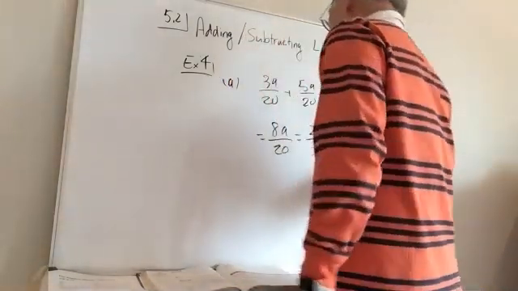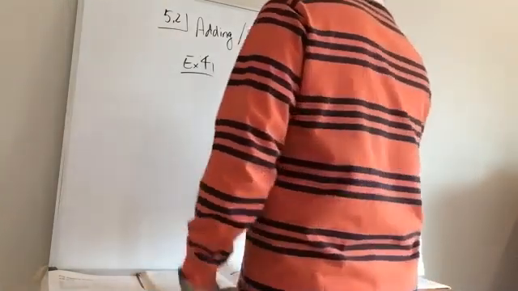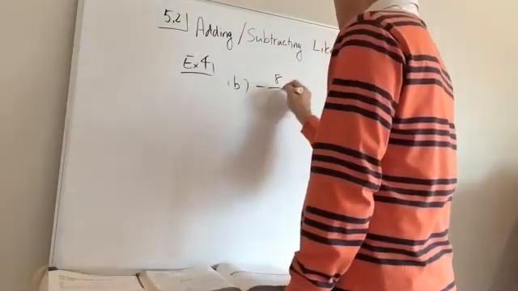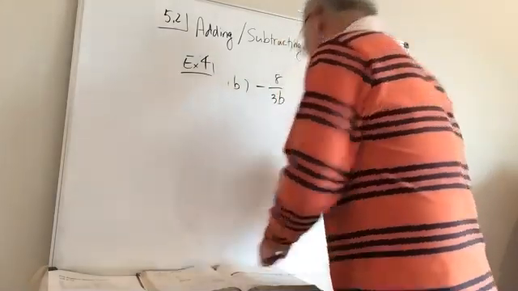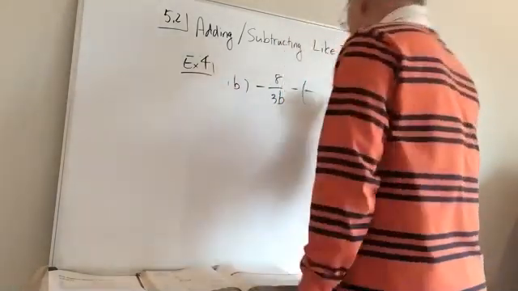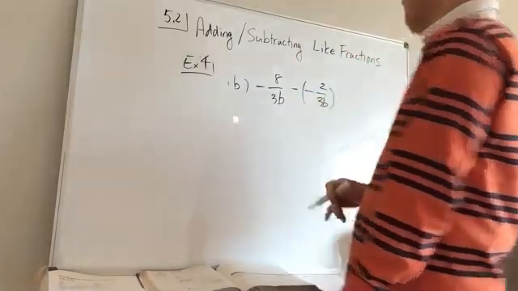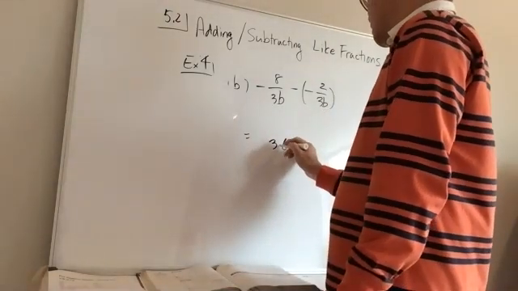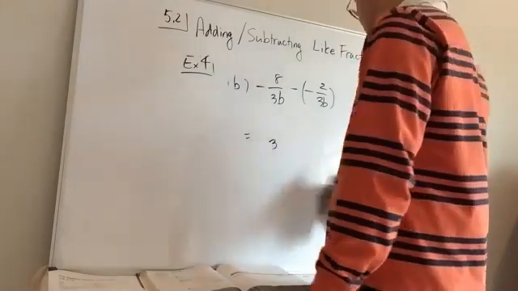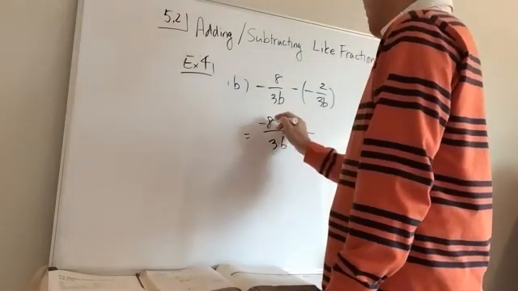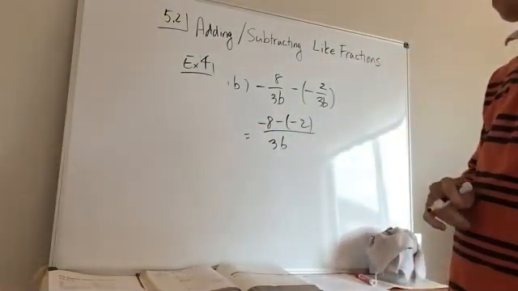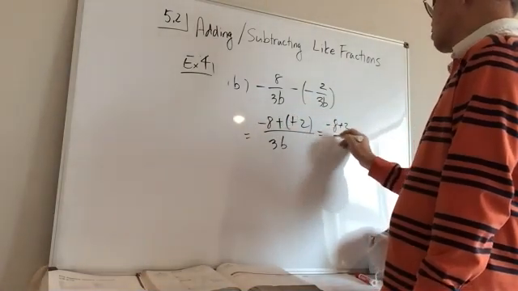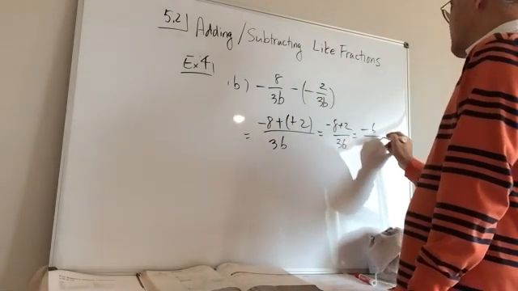For B, now the variable is going to be in the denominator. We're going to do negative 8 over 3b minus negative 2 over 3b. So I'm going to have 3b as the common denominator. Negative 8 minus negative 2. Minus a negative is going to be positive, so we're going to get negative 8 plus 2. It's going to be negative 6 over 3b.